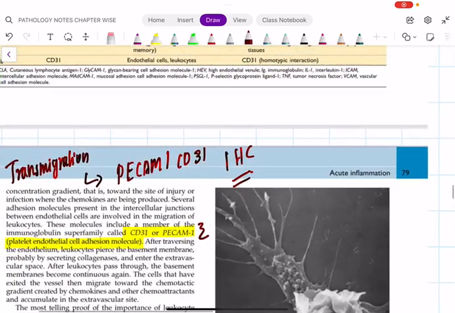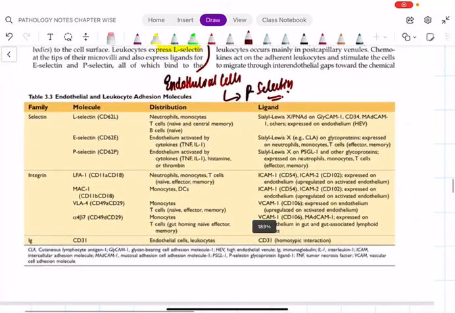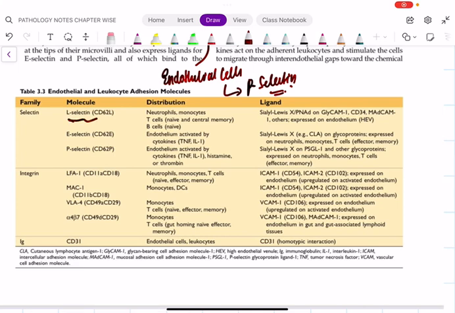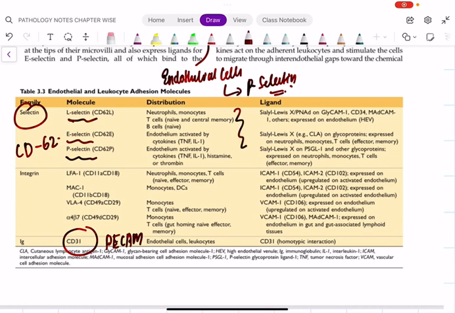Let us come to this table. Tables in Robbins are very important. L-selectin, E-selectin and P-selectin. As I told you, CD31 is for PECAM. Similarly, we have an IHC marker for selectin, that is CD62: CD62L, CD62E, CD62P. Already you know where they are present.